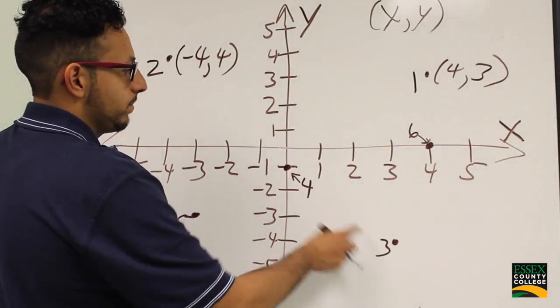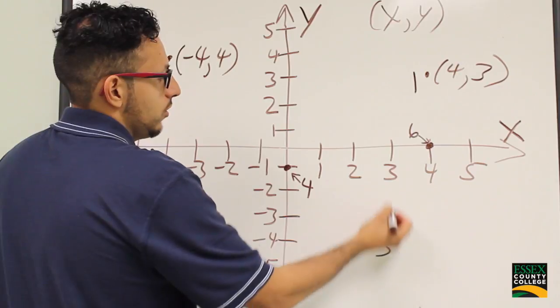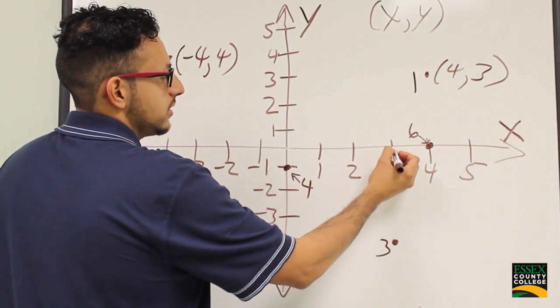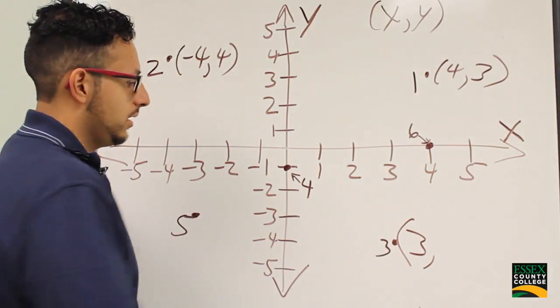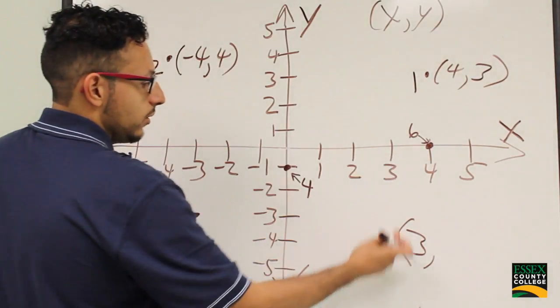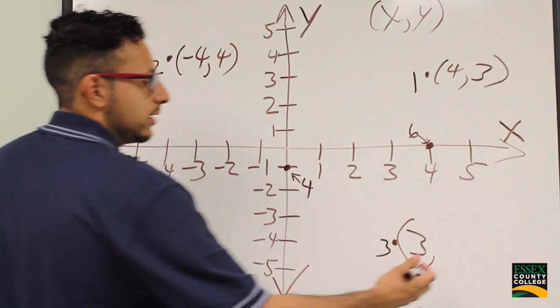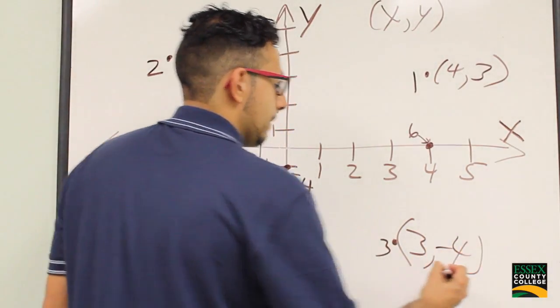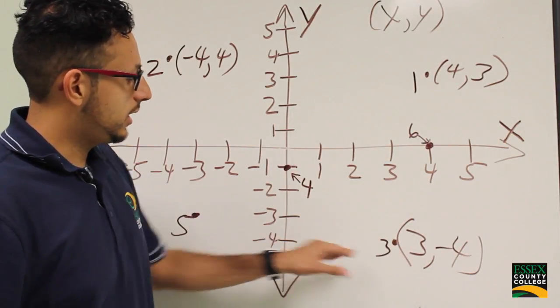Third point, we look at where it goes on the x. So we see here it's at 3 for x. So for y, we go down, and we see it goes down to -4 for y. So this point is 3, comma, -4.